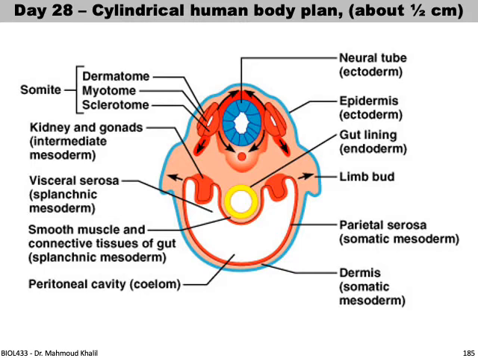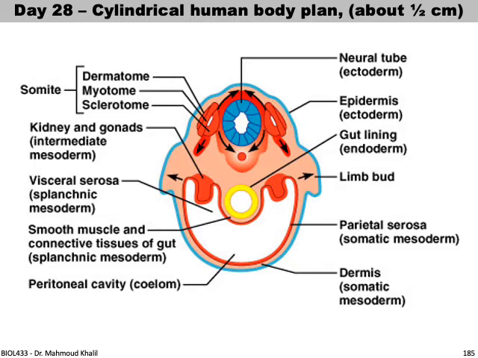And the kidney and gonad start to appear, coming from the intermediate mesoderm, while the visceral serosa is derived from the splanchnic mesoderm, and the smooth muscles and the connective tissue of the gut are derived from the splanchnic mesoderm as well. While the coelom gives the peritoneal cavity, the cavity which surrounds the internal organs.